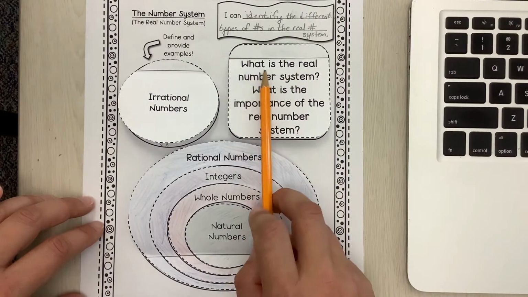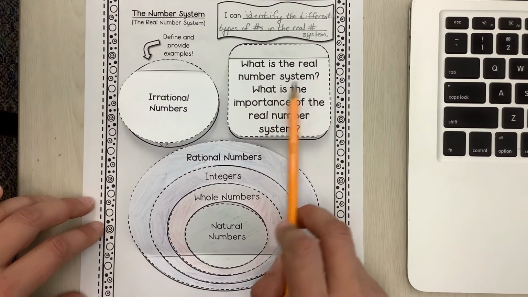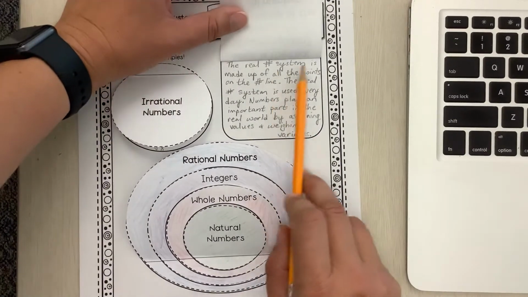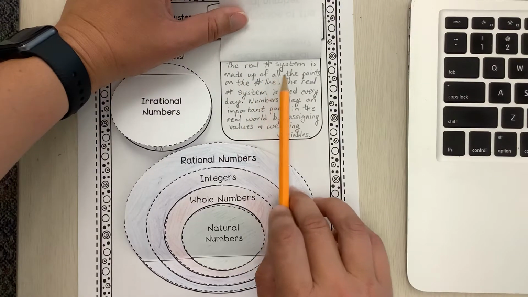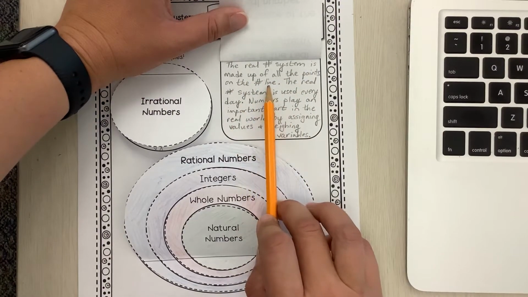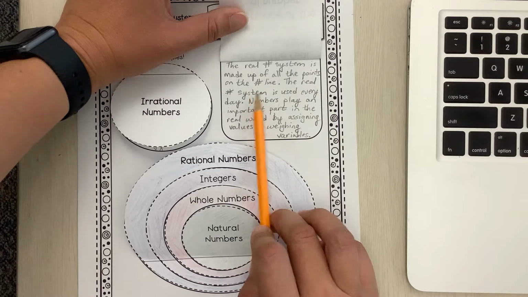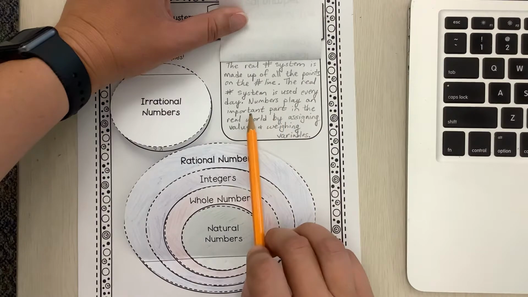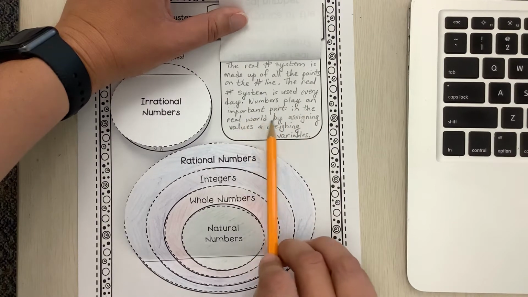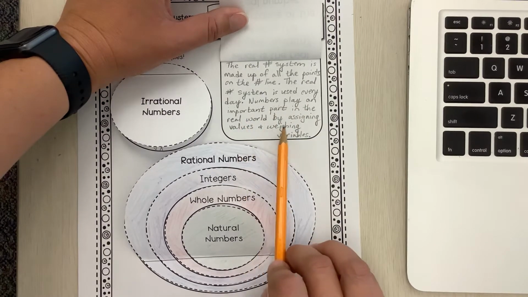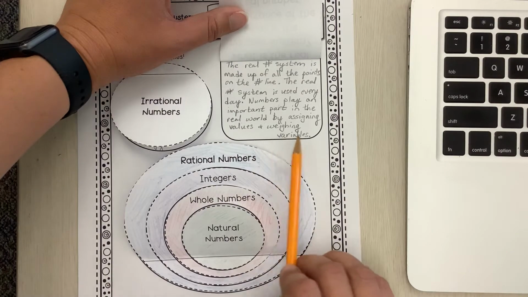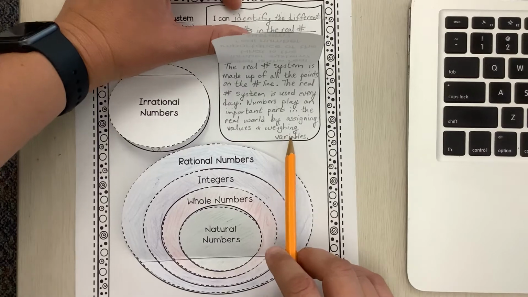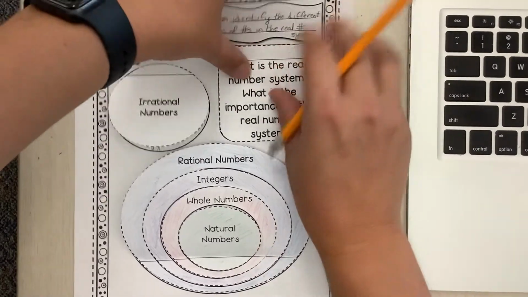Okay, so what is the real number system? What is the importance of the real number system? The real number system is made up of all the points on a number line. The real number system is used every day. Numbers play an important part in the real world by assigning values and weighing variables. Remember, variables are like those unknown numbers that you've talked about before, like you use X instead of a number that you don't know what that number is.